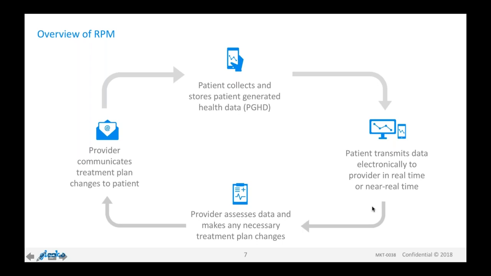Then moving down to the left, the provider accesses that data on his or her computer in the office, and makes any necessary treatment plan changes required for that patient. And then moving up and to the left, the provider then communicates any changes in the treatment plan to the patient. And this communication can be by email, text, or phone call. So this truly is a remote patient monitoring intervention.